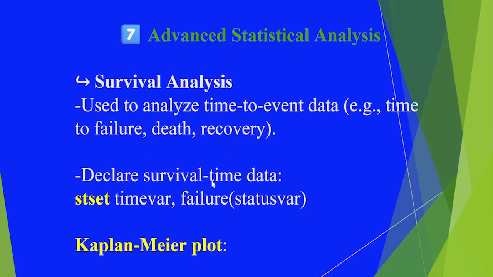And to declare survival time data, we use stset followed by the time variable, comma, we use the failure keyword and in brackets your status variable. And remember, this status variable should be binary, 0 or 1. So from your data set, this is one of your columns with binary data. For example, it can be survived or not survived, something like that.